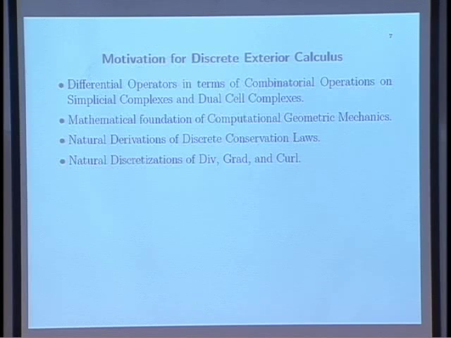In this case, it's going to be a simplicial complex and its corresponding dual cell complex. And it turns out that it's useful if you want to really construct a full theory of computational geometric mechanics, and in particular, if you want to derive natural discrete conservation laws. And as particular examples, it gives you natural discretizations of things like div, grad, and curl.